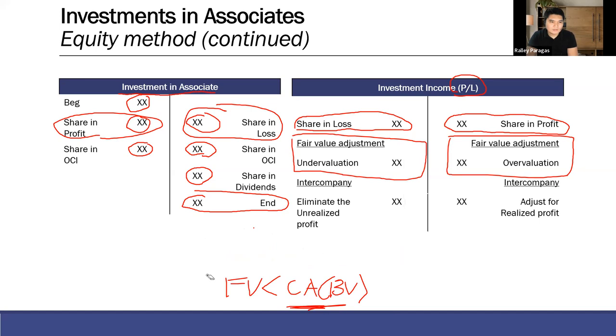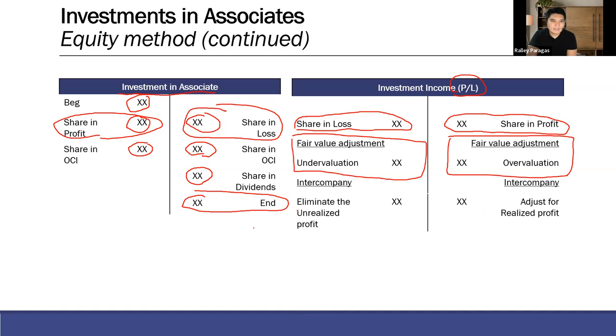Okay, how about intercompany transactions? This is what I've been mentioning a while ago, no? The concepts behind equity method and consolidation are pretty similar with each other. So pag magkakaroon ka rin ng intercompany transactions between your investor and investee, you should also adjust for your share in the investment income, share in the profit or loss of the investee. I-adjust mo rin yung share in the profit and loss mo dun para ma-adjust mo yung investment income. So if you have intercompany transactions between the investor and the investee, the main rule of thumb there is to eliminate the unrealized profit.